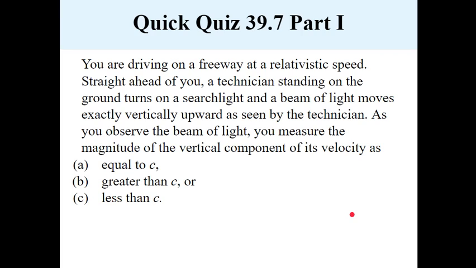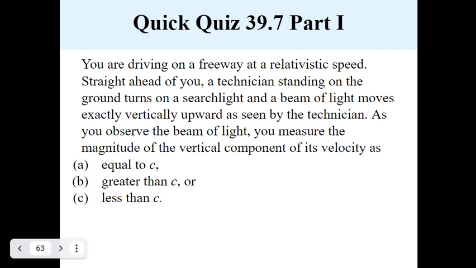So quick quiz here. You're driving on a freeway in your relativistic car, so it's pretty fast, and a technician's in front of you. He shoots a searchlight up into the sky, and the question is, what's the vertical component of the searchlight's velocity? So somebody's shooting a light straight up, and you're moving towards the searchlight. And from your point of view, the light is shooting up, but it's also moving towards you.